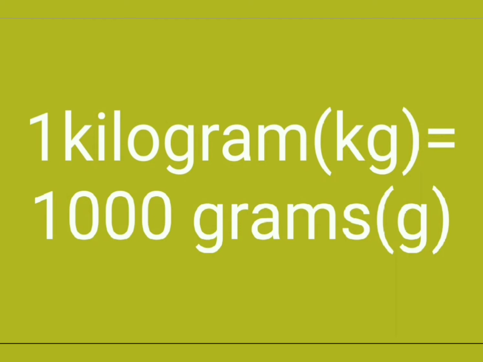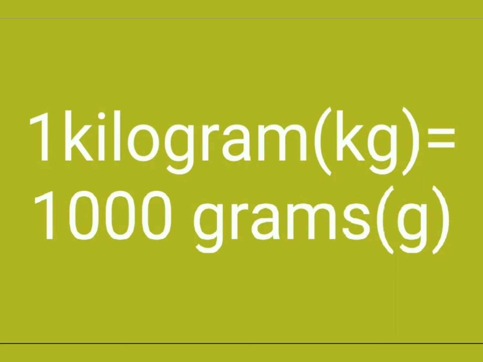We use grams to measure the weight of smaller objects, and to measure the weight of heavier objects we use kilogram. For example, we measure our weight in kilograms, that is in kg. The short form of kilogram is kg, and the short form for gram is written as g.